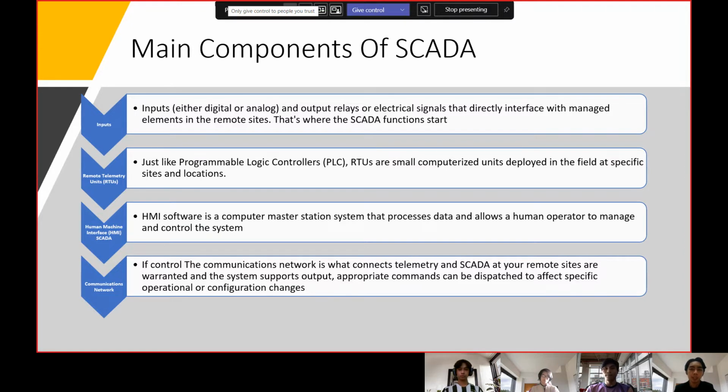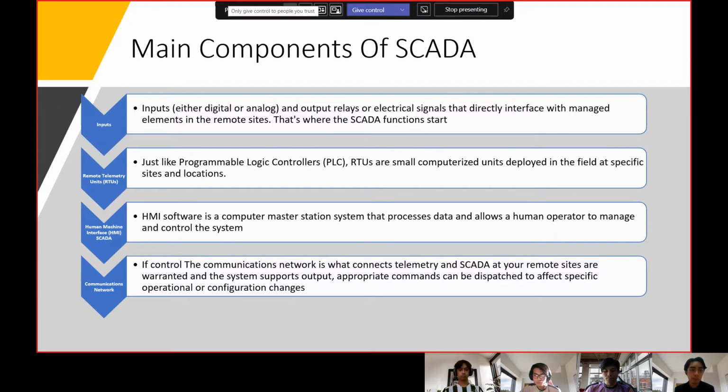The last part of my presentation before we move on to my friends is the main components of SCADA. The first one is obviously the inputs. So what are the inputs? The inputs are either digital or analog, and output relays or electrical signals that directly interface with managed elements in the remote sites. That's where the SCADA function starts.